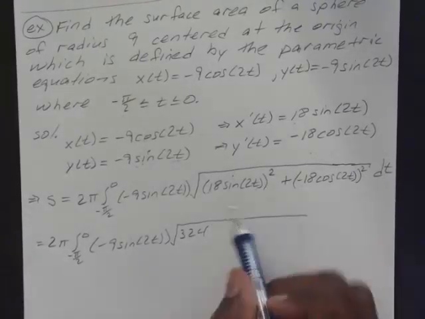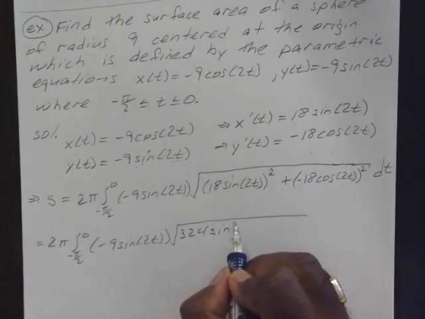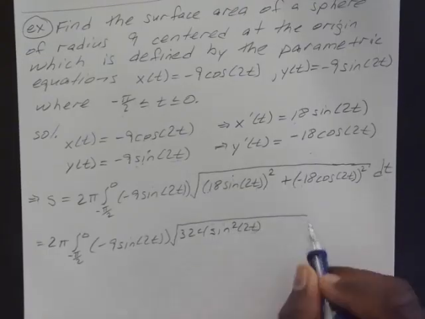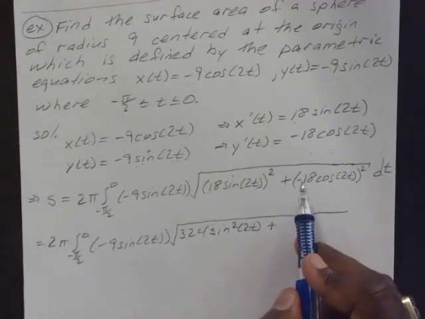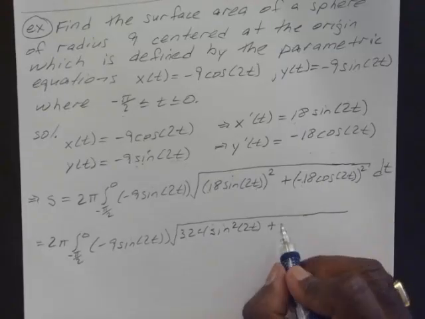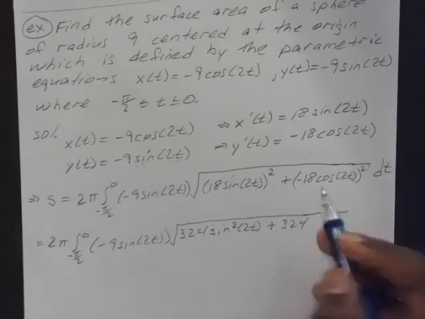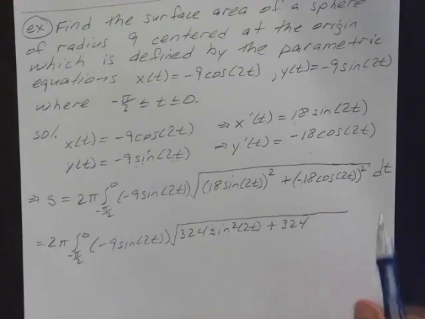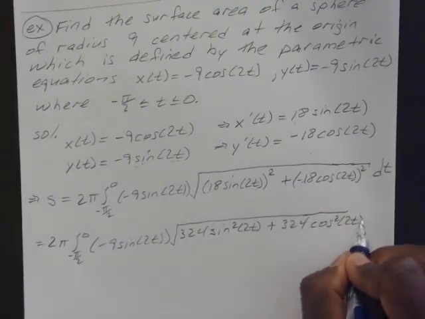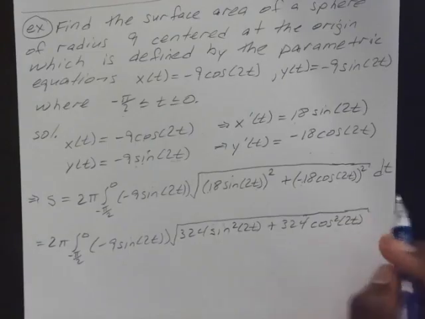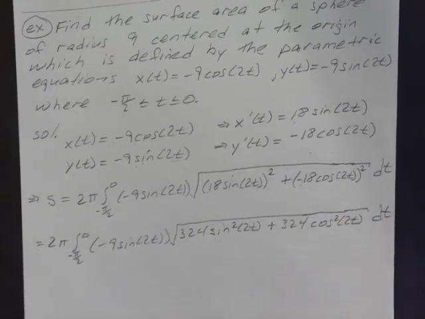Actually, with this one, I'll just go ahead and do the steps. Won't skip that one. Plus negative 18 squared. Negative times negative is positive. So that's, again, positive 324 times cosine of 2t squared, with respect to t.